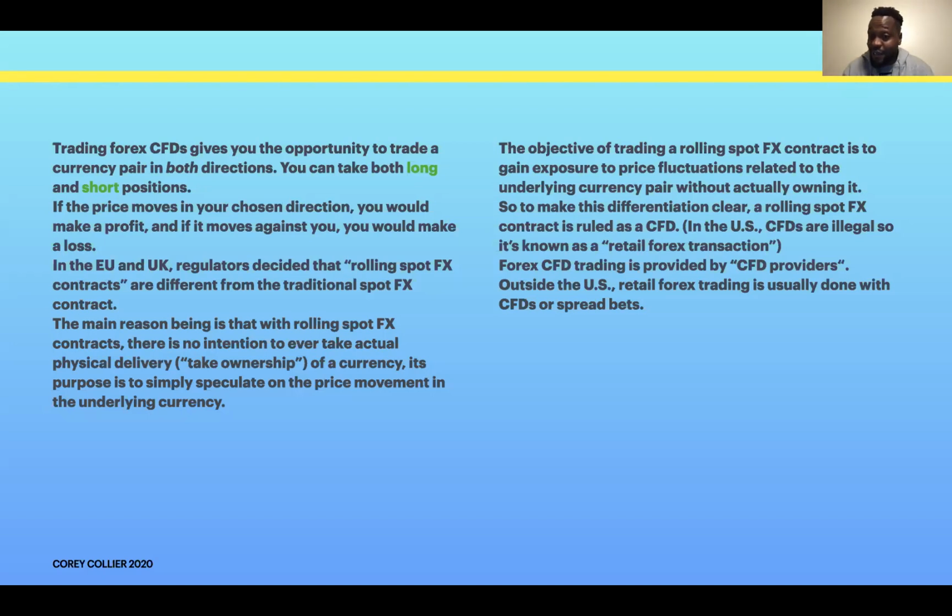In the United States, though, CFDs are illegal, and so it's known as a retail Forex trading transaction. It's the same thing, guys. It all comes down to wording. I kid you not. Forex CFD trading is provided by CFD providers outside the US. Retail Forex trading is usually done with CFDs or spread bets.